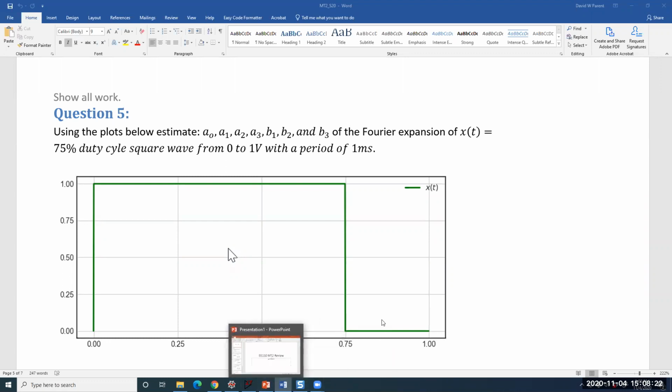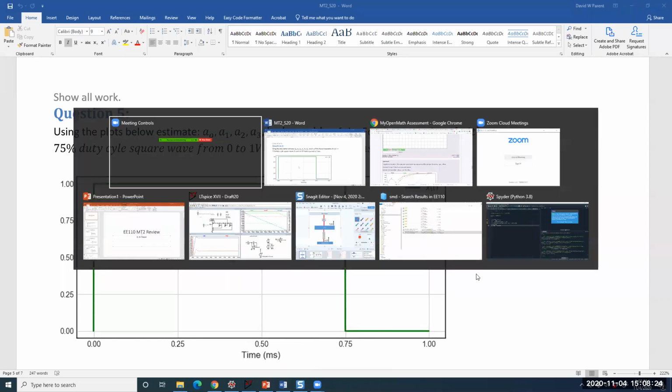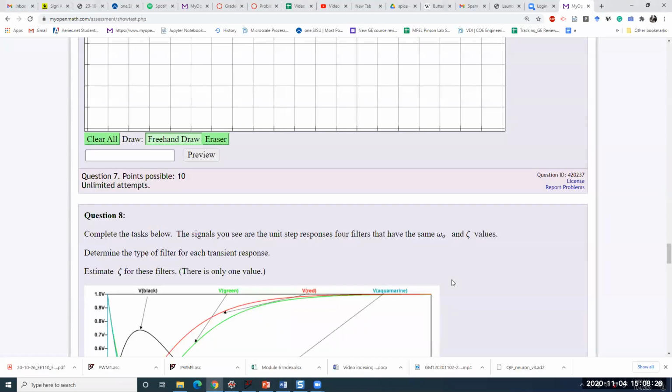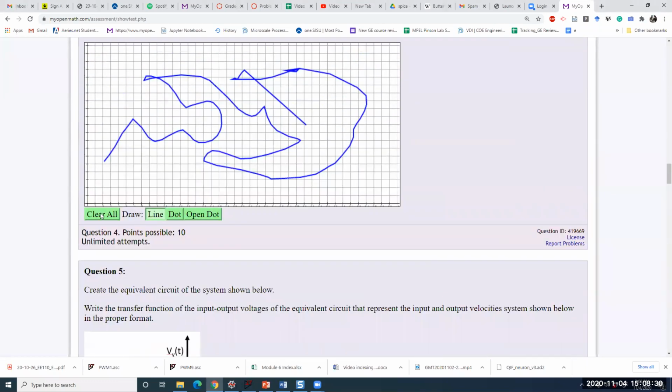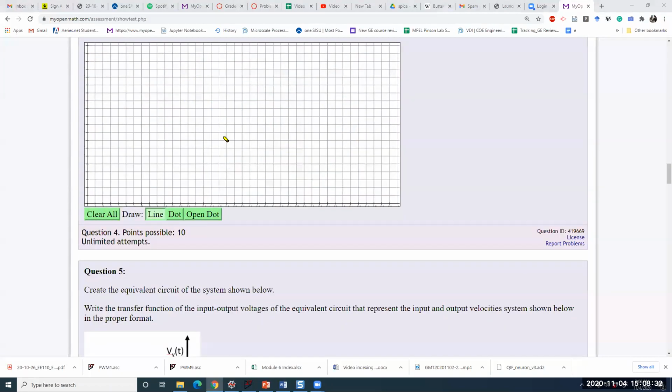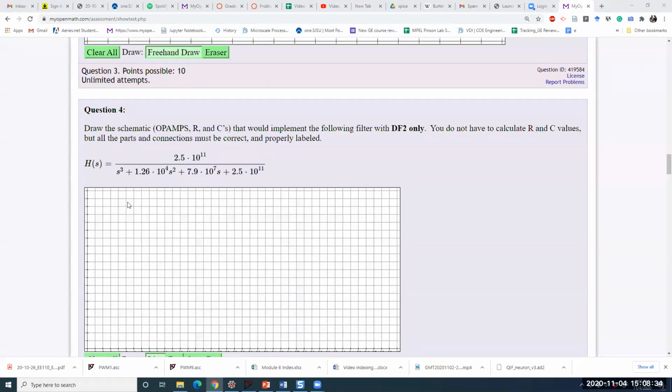I guess when I was trying to draw here, right? So this is a third order, right? So all right, here's my resistor, here's a capacitor. I can't even do it. Okay, well, you see the sign of PDF too.